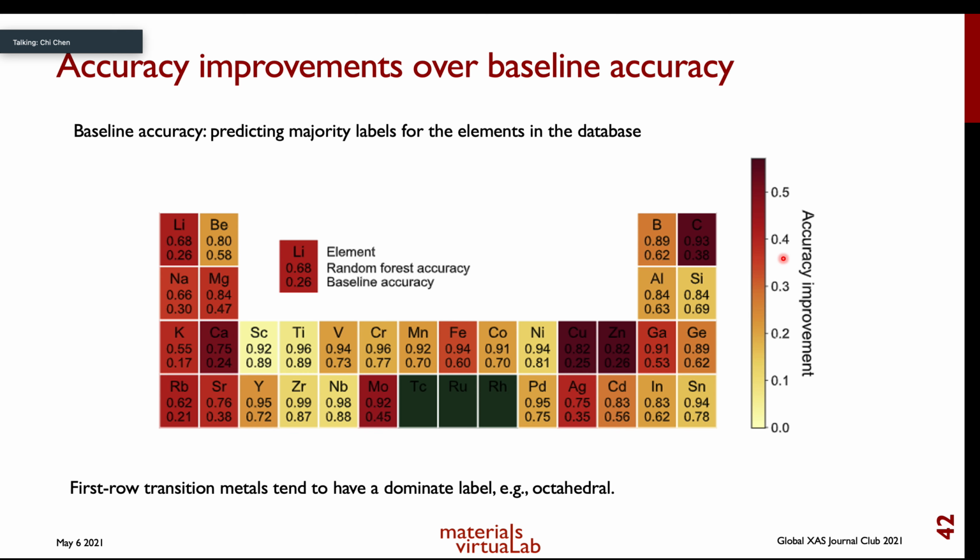we are able to consistently beat the baseline accuracy by some margin, especially for the late transition metals like copper and zinc, and this model is relatively useful. We also noticed that for the alkaline elements, the overall accuracy is really low.